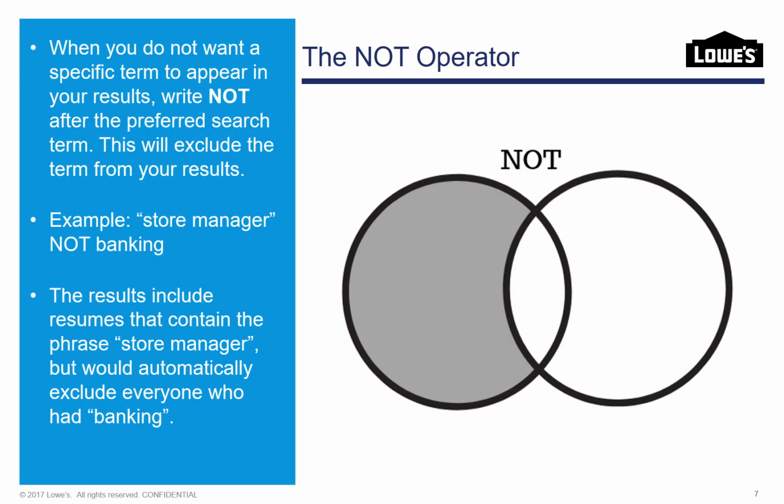The NOT operator will help you to limit results. It's ideal to use when you want to reduce irrelevant results. In this example, we were looking for a store manager, but we don't want them to be in the banking industry. So we'll include in the results store managers, but we are excluding resumes and profiles that contain the keyword banking.